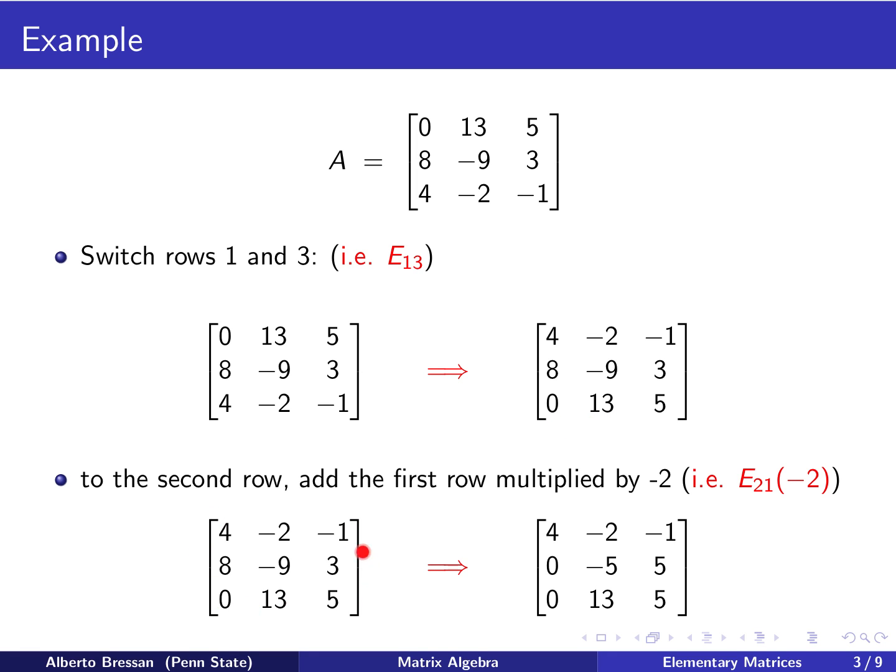And now let's look at this one and see what I can do to make this guy 0. Well, I see that I can take the first row, multiply by -2 and add on top, and then this will be 0. And it will be looking like this, the final result. So what we do is to row 2, I add on top of it row 1 times -2, which means the elementary matrix will be E2,1(-2).